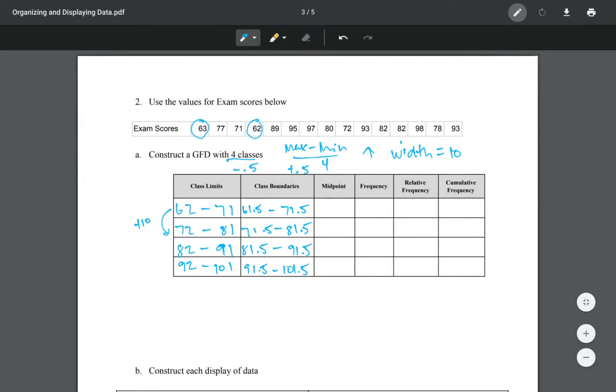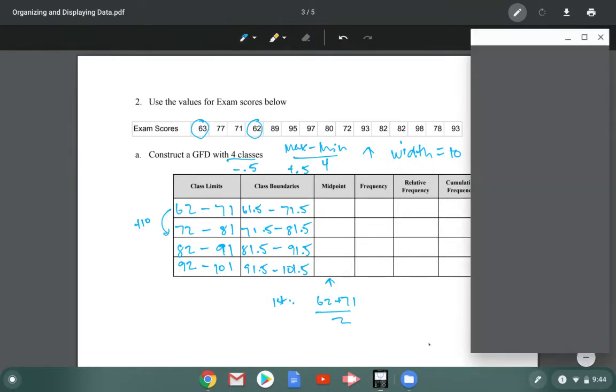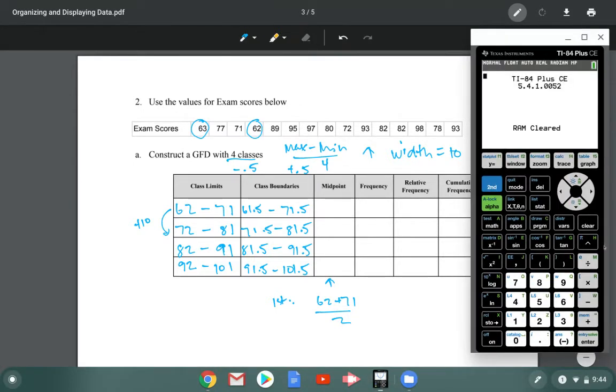Next, I want the midpoint. The midpoint is an average of the limits. You could also use the boundaries here. So to find that first midpoint, I would take 62 plus 71 and divide that by 2. So if I grab my calculator, there it is. So if I go ahead and grab my calculator and I do my calculation here, I can do 62 plus 71 equals, and then I would divide that by 2 to get that middlemost value, and that's going to be 66.5. I also could have used class boundaries here.